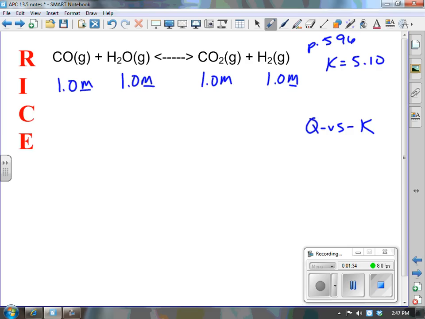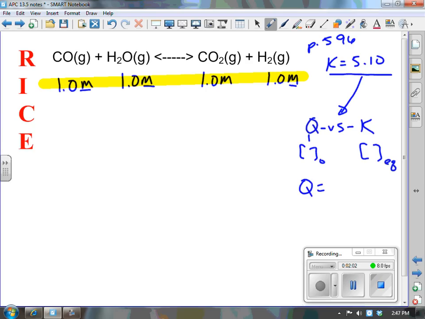So remember what Q is. It is just taking all of the initial concentrations or pressures. K is taking the concentrations or pressures at equilibrium. So K is 5.10. So what we need to figure out is what is Q, the value given those initial amounts? Well, actually this one's kind of simple. Just put this off to the side. Q is equal to concentrations of the products, so 1.0 times 1.0 divided by 1.0 times 1.0. So Q is equal to 1.